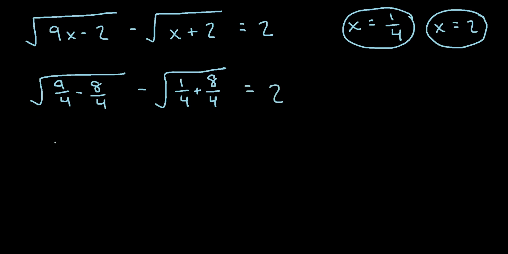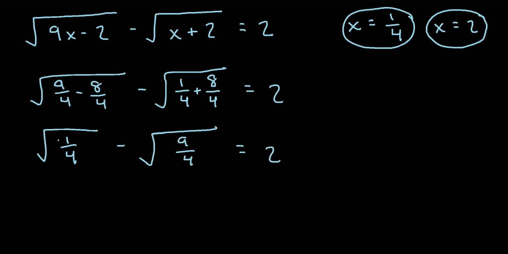So in this first radical, we get 9/4 minus 8/4, that's the square root of 1/4. And then the second radical, we get 1/4 plus 8/4, that's 9/4, is equal to 2. Now, when we're taking the square root of a fraction, we can take the square root of the numerator and the denominator individually. So the square root of 1 is just 1, and the square root of 4 is 2. So this is just 1/2, minus, right here we have the square root of 9, which is 3, and the square root of 4, which is 2. So we have 3/2 is equal to 2.